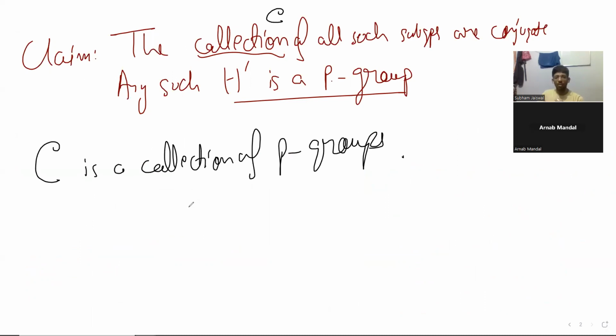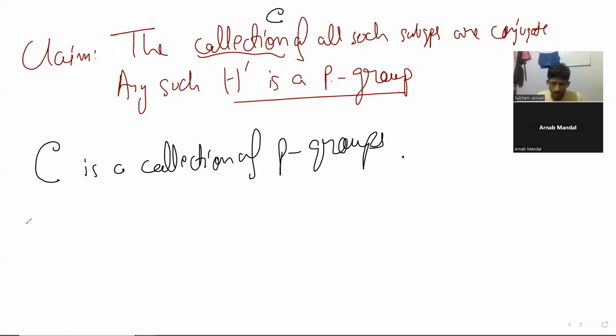Now, if you take M to be special, then C becomes, so you see the collection of P groups, right? If you change the module, the collection will change. So if you change the module M, then you can actually make C the collection of maximal P groups, which are Sylows. And then this claim will imply that.